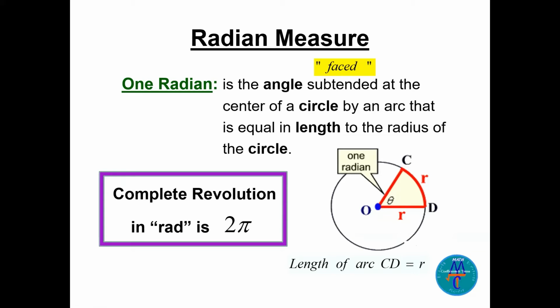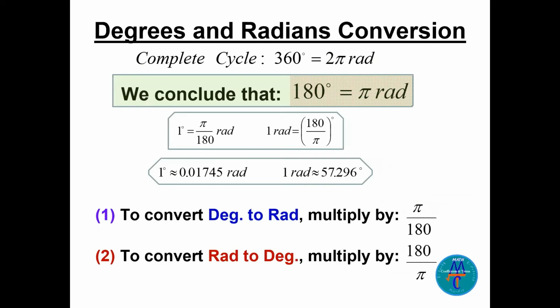If you choose 5, 5. If you choose 4, make it 4. Then the angle you see here, this theta, the angle you see in the front of your eyes is 1 radian. Complete revolution will be 2 pi radians. You can see the lecture for more details.